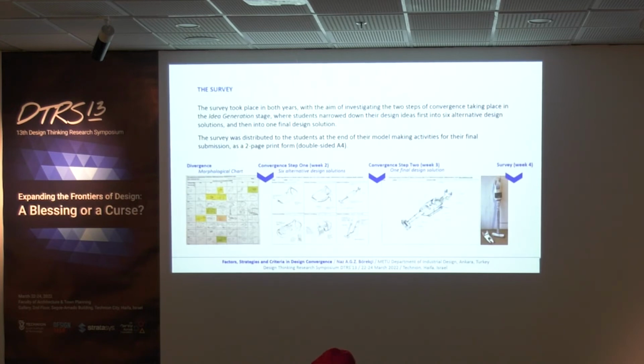The survey took place in both years with the aim of investigating the 2 steps of convergence taking place in the idea generation stage, where students narrowed down their design ideas first into 6 alternatives and then into one final solution. The survey was distributed to the students at the end of their model making activities for their final submission as a 2-page print form. The same 6 open-ended questions were posed in both years.